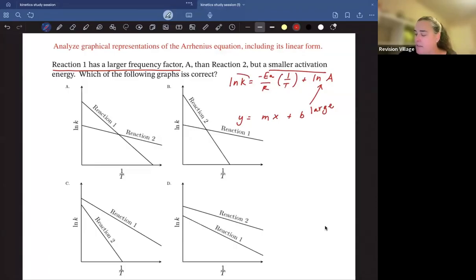If I plot the ln of k on my y-axis, if I plot 1 over T on my x-axis, then the y-intercept is going to be the natural log of the frequency factor or the Arrhenius factor. And we know it has to be higher for reaction 1. So it's going to have to be this choice or this choice. The second thing we know is that the activation energy is going to be smaller. You can see that the activation energy is the slope. And so if the slope is smaller, it's going to be a flatter line. And so C is my best choice.